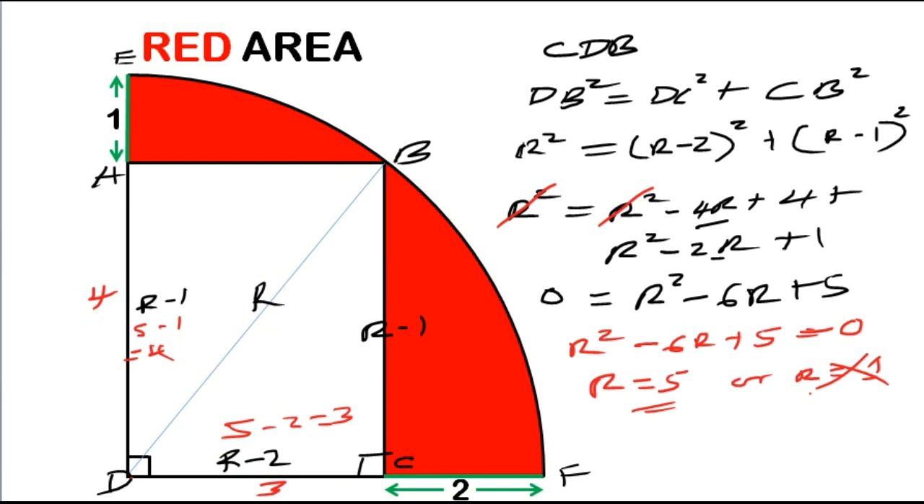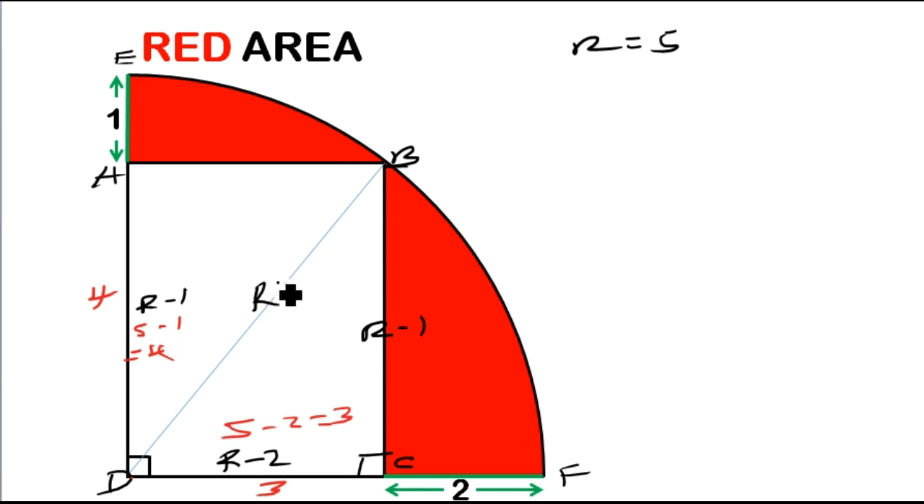So how do you find the red area? Getting the red area is as simple as getting the area of the quadrant minus the area of the rectangle. The radius we found to be 5. So what is the red area? The red area is the area of the quadrant. Remember, the area of a circle is pi r squared. When it is a quadrant, you divide by 4. It is a quadrant because this angle was given to be 90 degrees. Then minus the area of the rectangle.